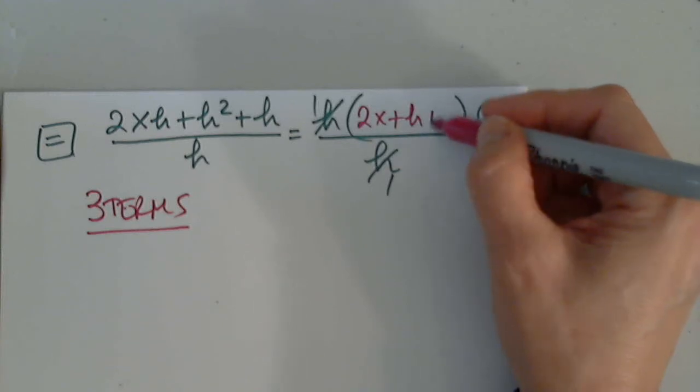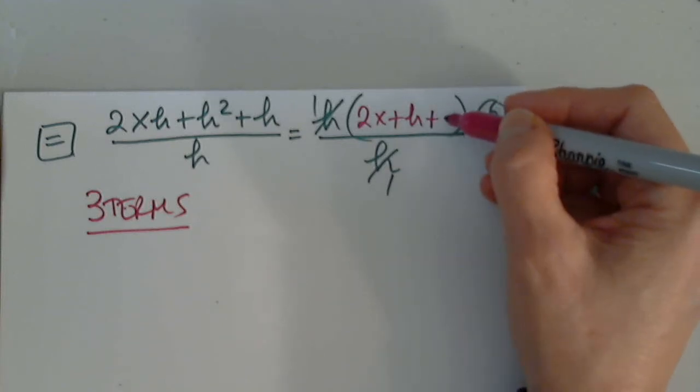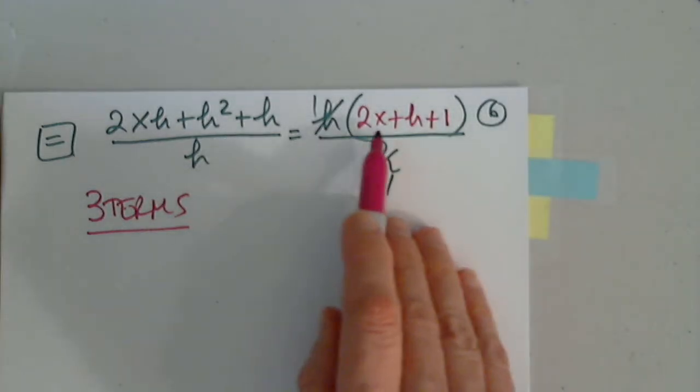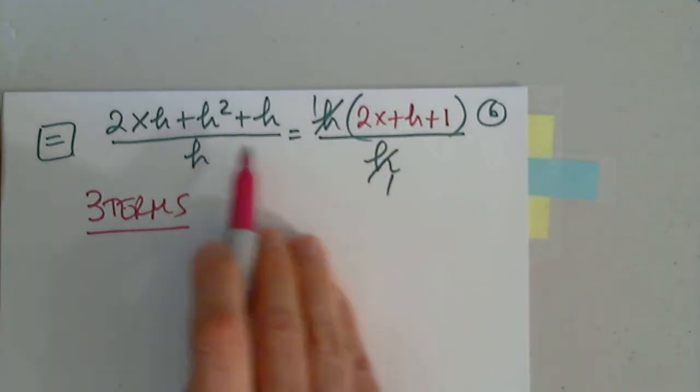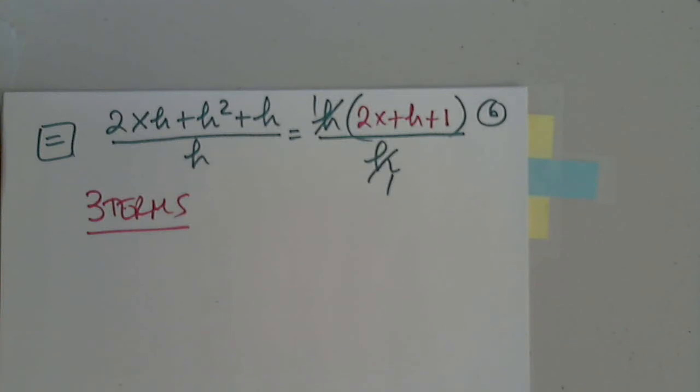Oh, would it be plus h again? It'd be plus 1. Very good. h times 2x, 2xh. h times h, h squared. h times 1, h. Agreed?